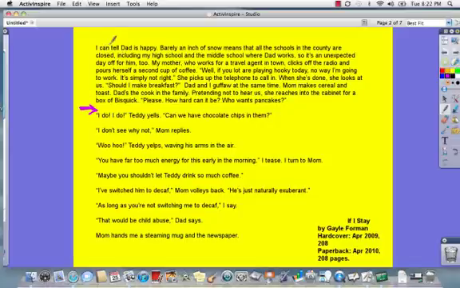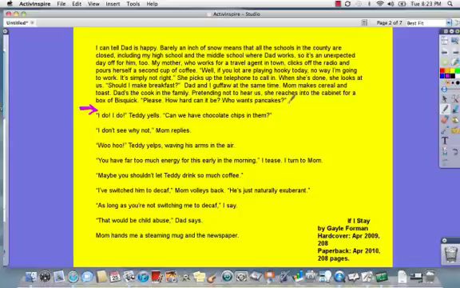It says, I can tell Dad is happy. Barely an inch of snow means that, should I make breakfast? Dad and I guffaw at the same time. Mom makes cereal and toast. Dad's the cook in the family. Pretending not to hear us, she reaches into the cabinet for a box of Bisquick. Please, how hard can it be?